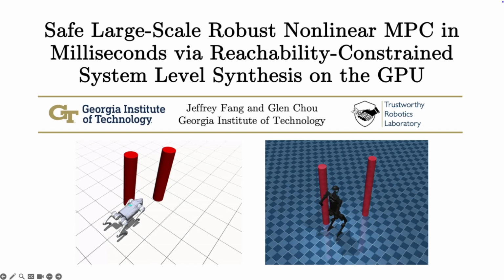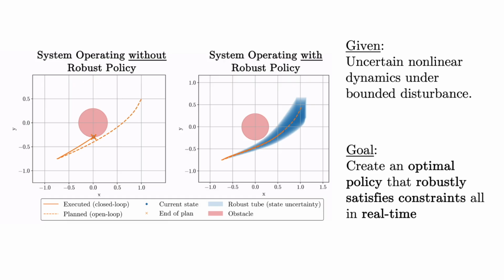We present our work on safe, large-scale, robust, nonlinear MPC in milliseconds via reachability-constrained system-level synthesis on the GPU. We consider controlling a robotic system with uncertain, nonlinear dynamics subject to bounded disturbances.